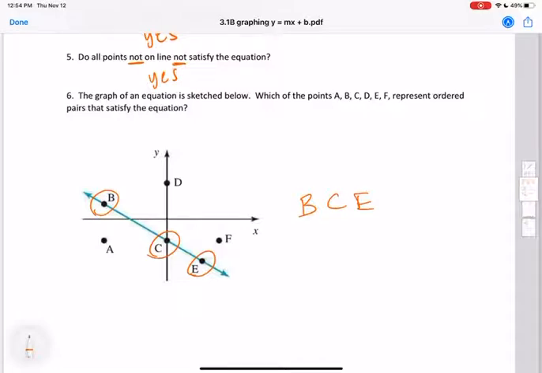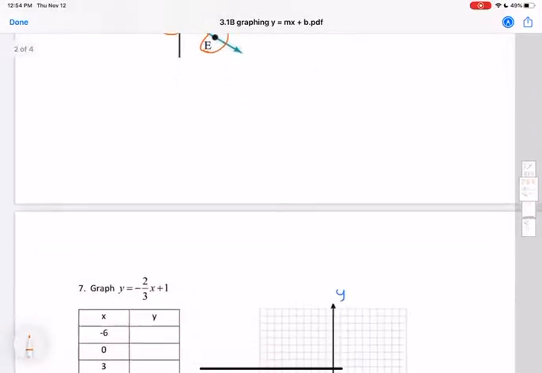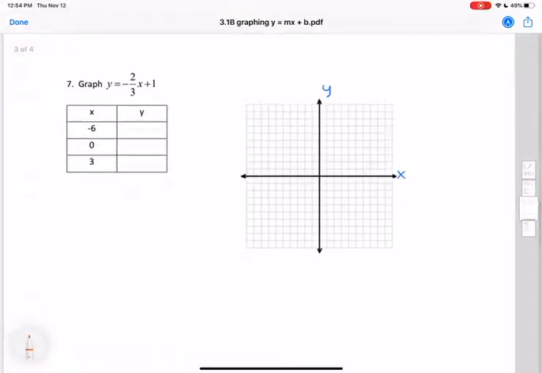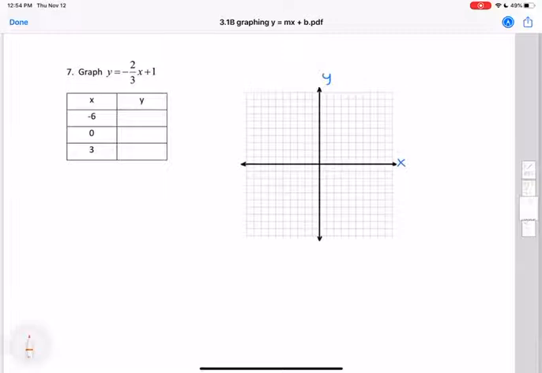Okay, the next one, it gets a little bit tricky with the fractions. So let's take a look at this one together. So number 7, graph y equals -2/3 x plus 1. And here I've picked the x values for us. I just picked -6, 0, 3. There is a reason why I picked those ones, and we'll talk about that in the next part.